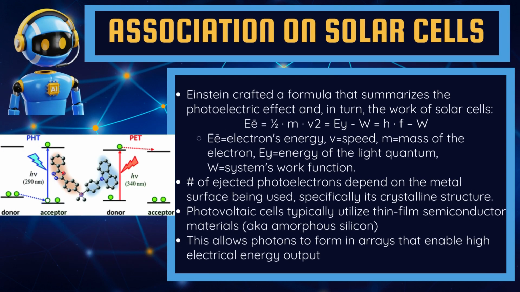With this combined information, Einstein crafted a formula that summarizes the photoelectric effect and, in turn, the work of solar cells. Based on the given equation, it can be surmised that the number of ejected photoelectrons depends on the metal surface being used, specifically its crystalline structure. Photovoltaic cells typically utilize thin film semiconductor materials such as amorphous silicon. In turn, this allows photons to form in arrays that enable high electrical energy output.